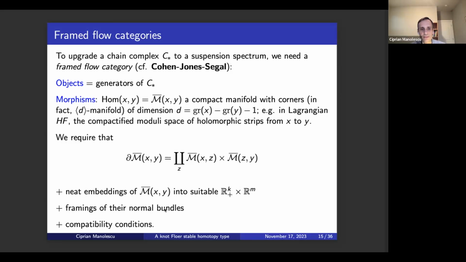You also need framings of their normal bundles, stable framings. Well, actually, since I choose this embedding, just framings of their normal bundles. And you need compatibility conditions. So you have an embedding of these moduli spaces. And when you have this relation about the boundary being the union of the product, you want the embedding in here to be compatible with the embedding on the two factors in the boundary. And similarly for the framings, you want the framing on M bar, when you look at the boundary, to give you the framing on the product. Okay, so this is a framed flow category. This is just a definition.